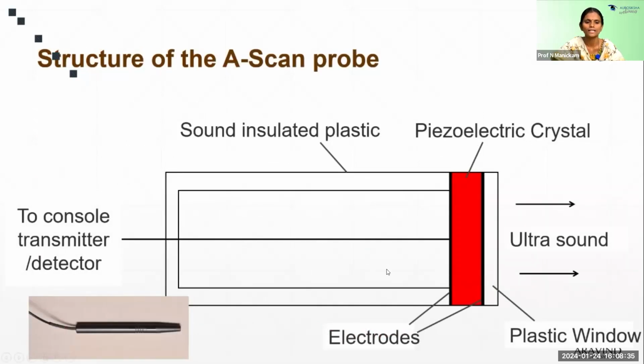Next, let us see the structure of the A scan probe. The surface of the A scan probe is covered by sound insulated plastic. The piezoelectric crystal is placed at the tip of the probe. It has two electrodes to send and receive the sound waves. This plastic window protects the crystal from mechanical shock.